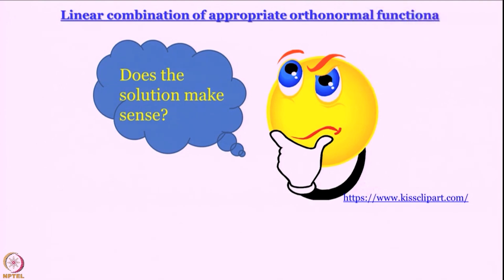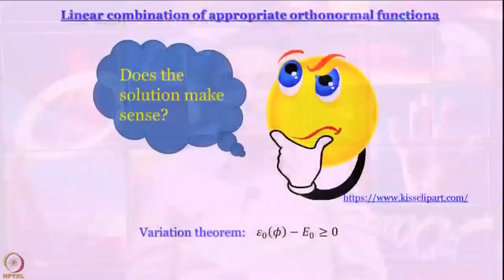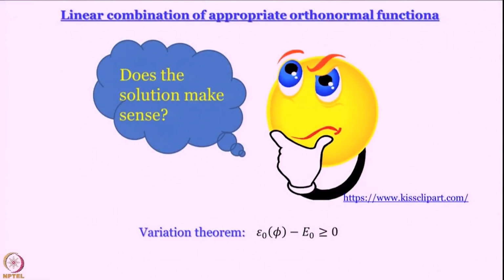So, this is what you should be looking like at this point. You should be thinking, does all this make sense? Alright, okay, I generate this function and maybe I can find a solution for energy using that Hamiltonian operator. But is that solution right? Does it make sense at all? And here we have a saving grace in the form of a variation method, variation theorem, which says that if you calculate energy using some guess function, a function that you have cooked up, you call that epsilon 0 phi, actually this is called functional.